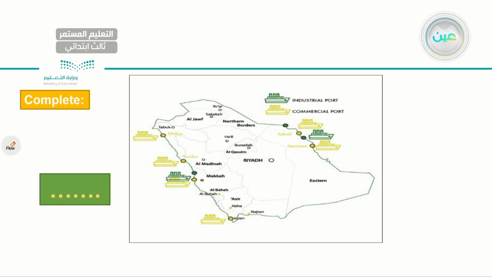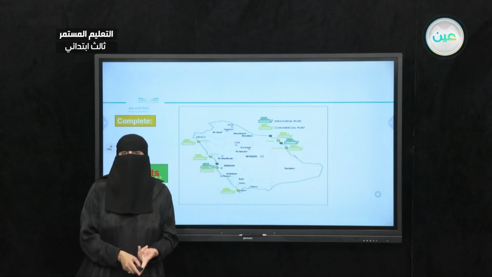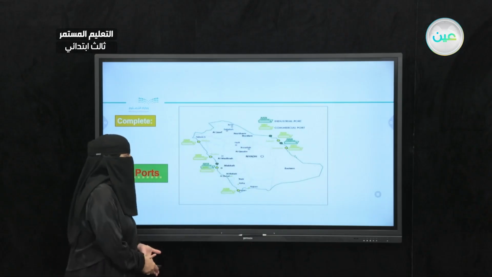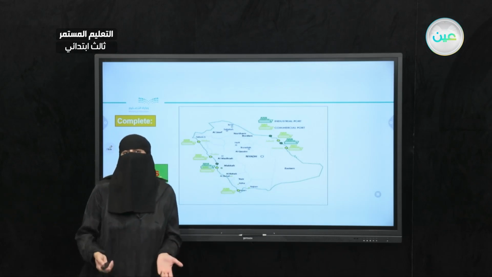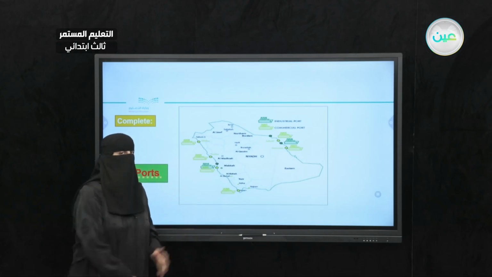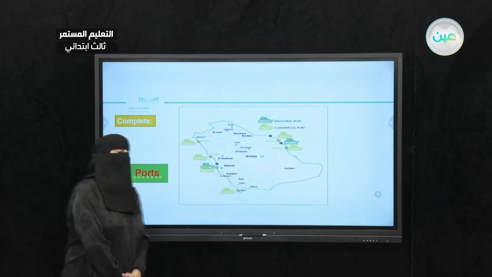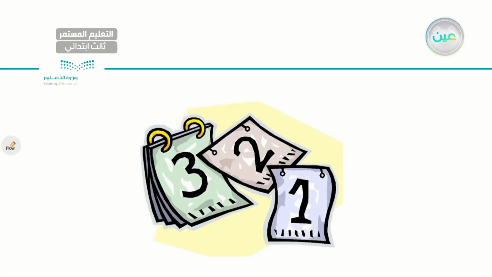Also, I need you to complete the missing word here that represent the ships here, the green ships. Okay, I have one in Yanbu, one in Jazan, one in Jubel, one in Dammam. Why do I have these? What do we name these cities? They are ports. So Yanbu is a port, Dammam is a port, Jazan is a port. Very good. They are very important ports, especially Yanbu, the one we talked about in the previous lesson. So I have ports here.